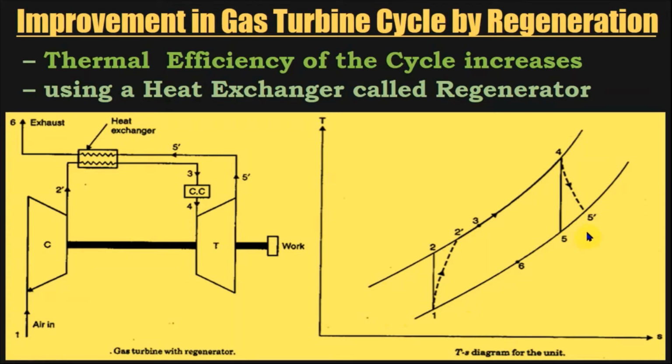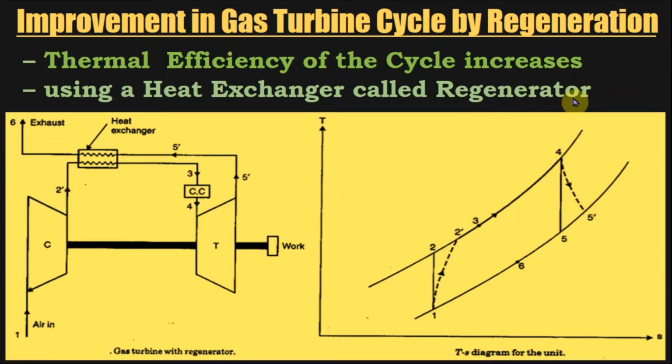Consider the TS diagram. See, actual process in a gas turbine cycle, if you ignore the pressure drop in the combustion chamber, the processes will be like this: 1 to 2 dash the actual compression, 2 dash to 4 now is representing the constant pressure heat addition in the combustion chamber, and 4 to 5 dash is the expansion in the turbine, the actual expansion.